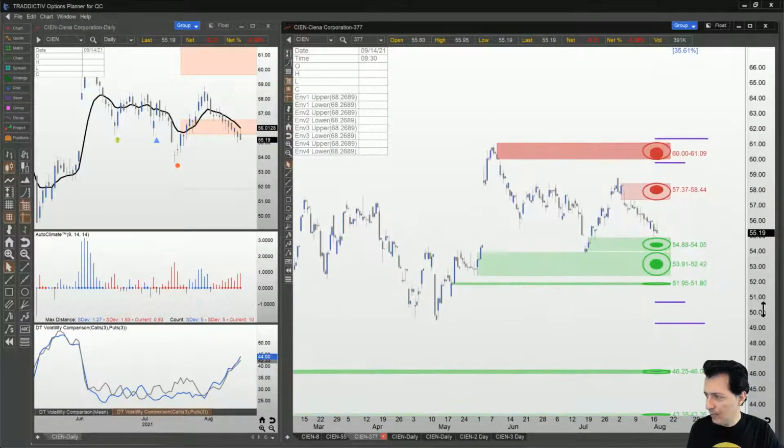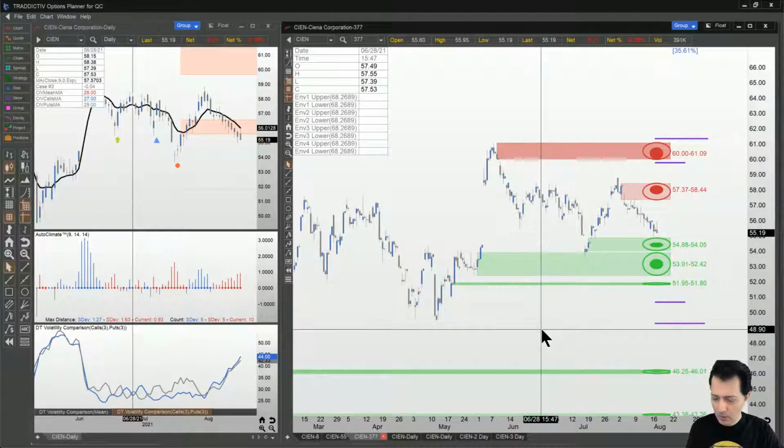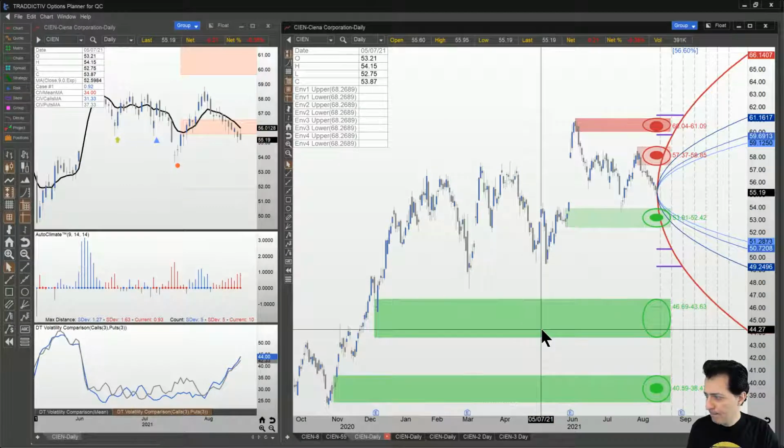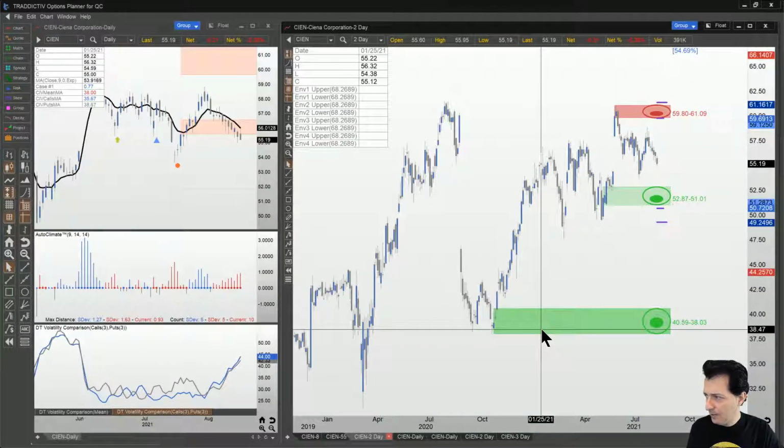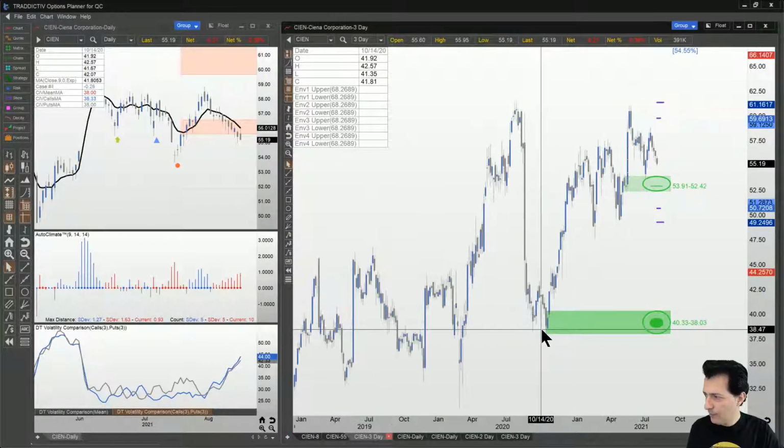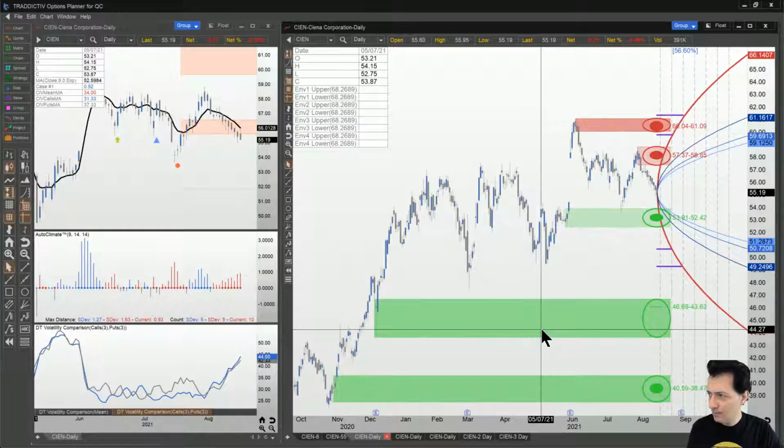Yeah, I don't have red UFOs above either. Okay, so that would now move us into daily, 2 day, 3 day. Yeah, we don't have UFOs above those price points, unfortunately. Setup is great. We're just lacking on the UFOs.